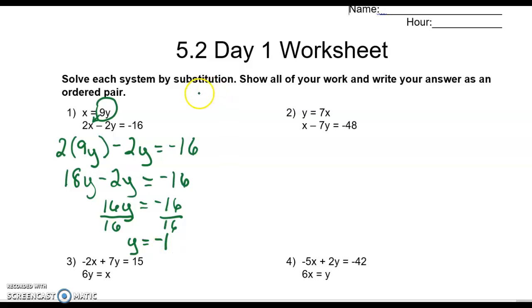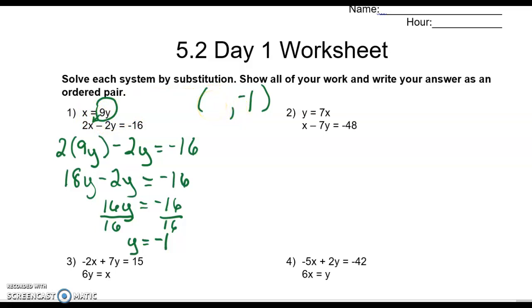So this is not quite as easy as the last example. And remember, every problem is going to be slightly different. We now know that y equals -1, so I can put that in my solution set. I still have to figure out what x is, because x is not just one number. I can't put 9y in an ordered pair.